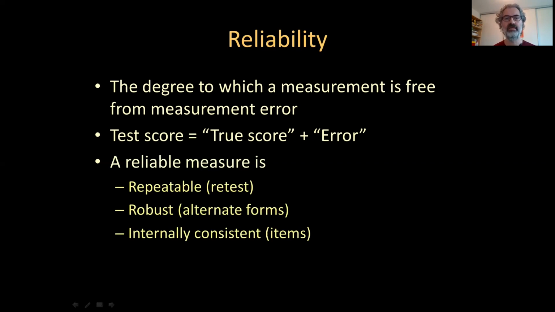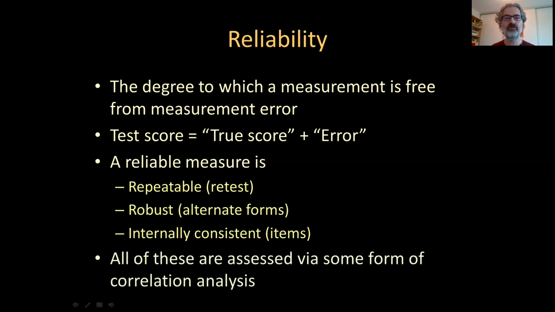So it's all relative, even if individual words are spelled correctly at different rates. That's what internal consistency reflects. All these different forms of reliability are assessed with some way of correlation analysis. Retest reliability and alternate form reliability are usually just a simple correlation test. But internal consistency is a little bit more involved because there are multiple items.